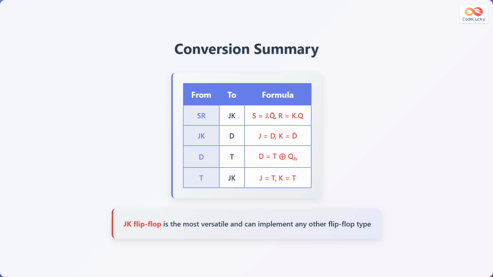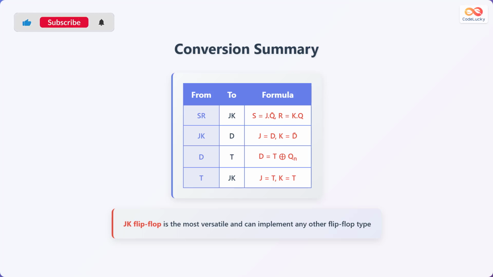Here is an example of a conversion circuit, which converts JK flip-flop to D flip-flop using complementary inputs. As shown in the diagram, D is connected to J. With the NOT gate, D bar is connected to K. The output is Q.